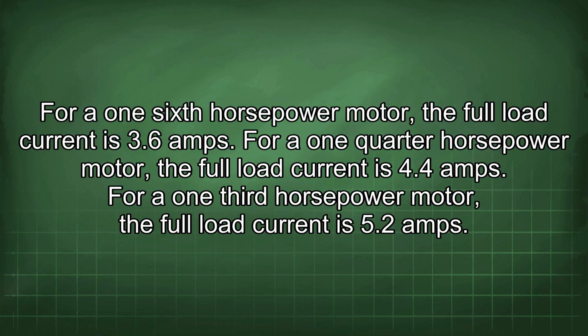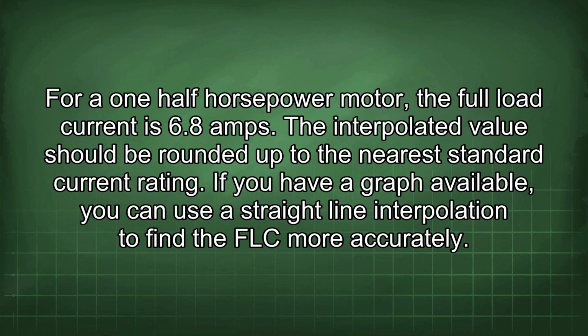For a 1/3 horsepower motor, the full load current is 5.2 amps. For a 1/2 horsepower motor, the full load current is 6.8 amps. The interpolated value should be rounded to the nearest standard current rating. If you have a graph available, you can use a straight line interpolation to find the FLC more accurately.